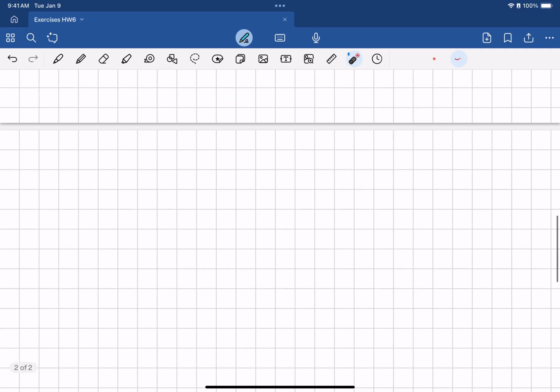Now let's make another point here. At t equals 2 seconds, what are we going to have? I'm going to make this again.